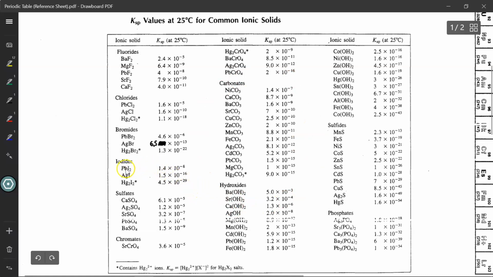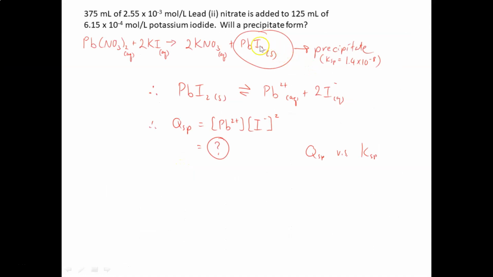However, lead 2 iodide is present, and it's got a KSP value of 1.4 times 10 to the power negative 8, telling us that's not very soluble at all. Thus, lead 2 iodide is most likely to be our precipitate. So we can then write out the dissolution equation for lead 2 iodide, and when it dissolves, it breaks up for every 1 lead 2 iodide into 1 lead 2 plus ion, and it releases 2 iodine ions. It's very important that you write it as 2 iodines and not as I2, because this coefficient needs to be factored in to the QSP exponent.